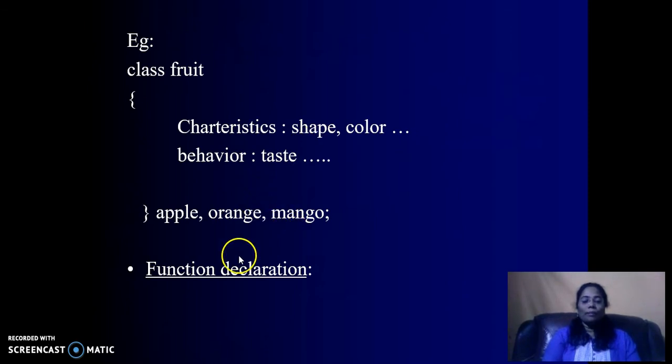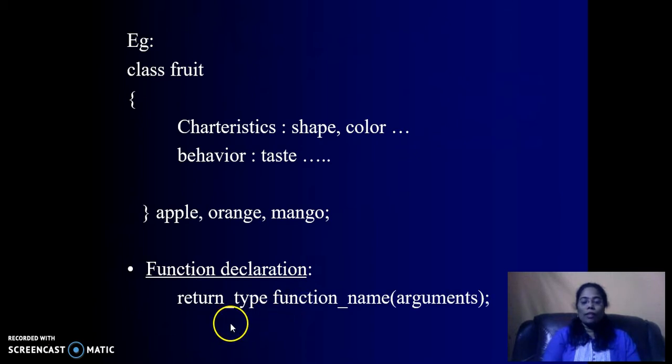Now let us see how to declare the function. Okay, so this is the syntax. First it is the return type, function name and arguments, and I have to terminate it. So this is the function declaration, and this is also called the function prototype.